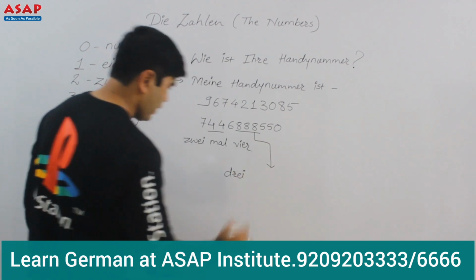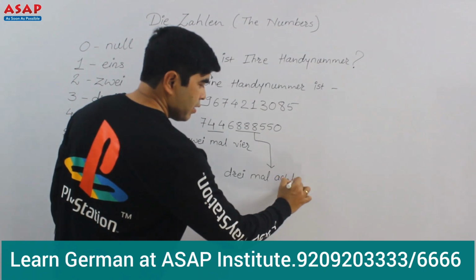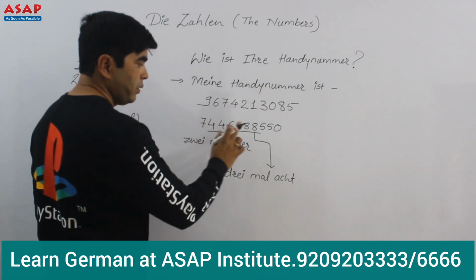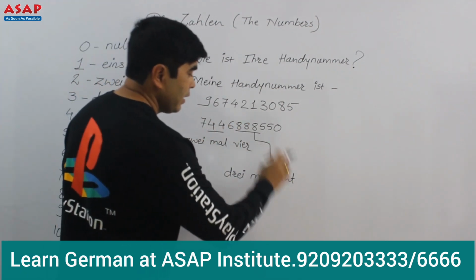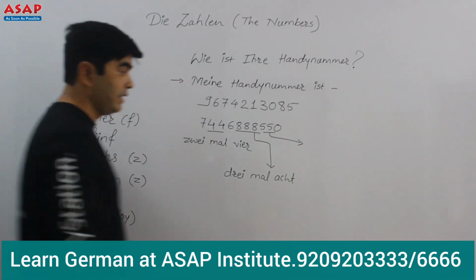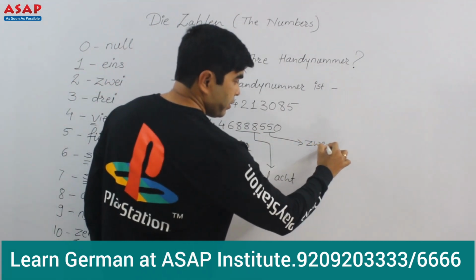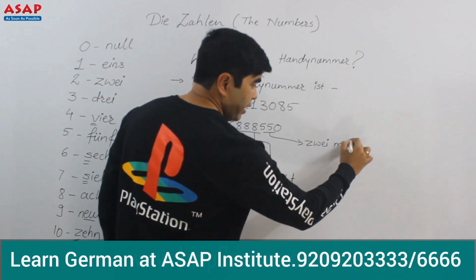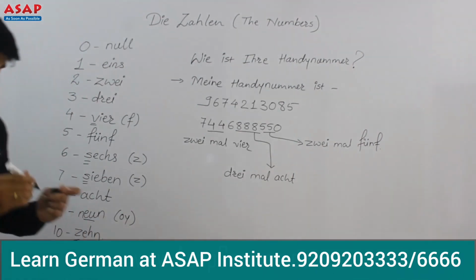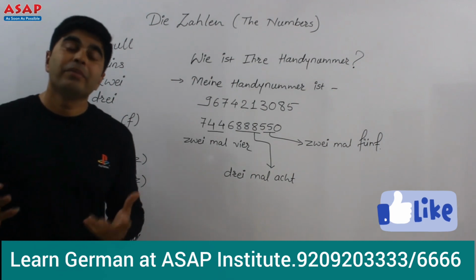Now if it is this 888, how would you say that? Drei mal 8. Dreimal 8. So it is 44888 and it is zweimal 4 and dreimal 8. Again, now you tell me, how do you say this 55? Yes, exactly, zweimal 5.